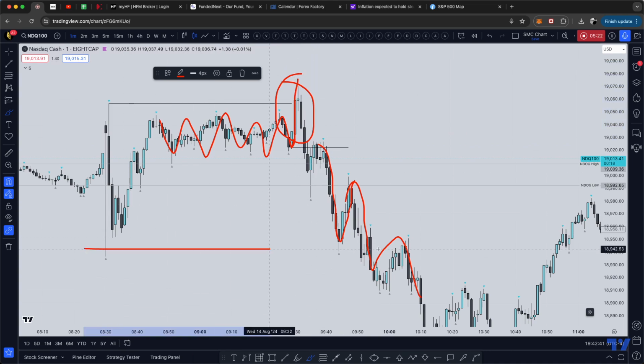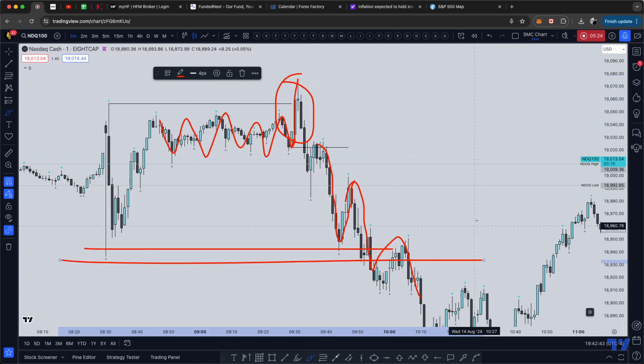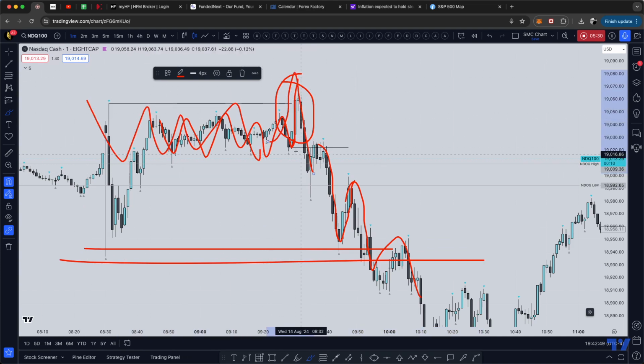If your level is somewhere at the bottom, just an idea. If your level is right here and you're seeing manipulation to the upside after an accumulation, manipulation, and distribution, you see the actual change in the state of delivery, you could be targeting those levels. Okay. This is sort of an idea. All right.